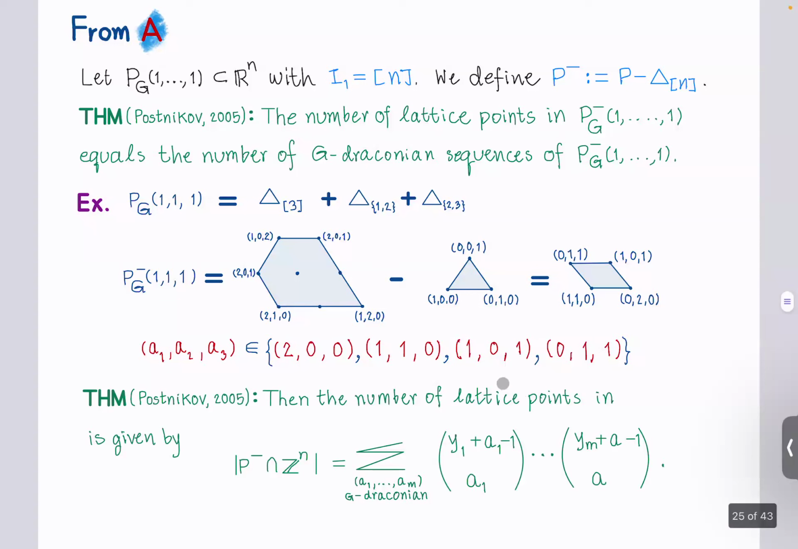And using a simple binomial identity, Postnikov proved that the number of lattice points, sorry, I should write the trim, right? The trim of P_G is equal to this formula. And P_G in general, so P_G of y_1 to y_m. I should have written it, that's a typo.